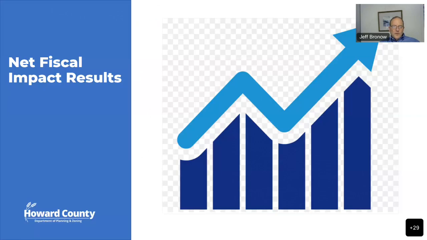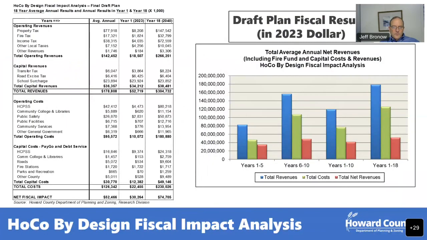So a quick summary: this is the results in 2023 dollars. This is real dollars. This is what I had presented back on December 13th. And as you recall, the average annual net revenues are about $52 million over the 18-year analysis period. So that basically means all the revenues incurred by new growth associated with the HOCO by Design draft plan, less all of the costs, capital costs included, we end up with net new revenues of $52.5 million.